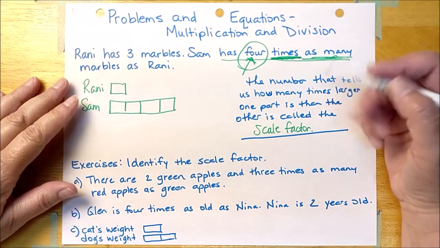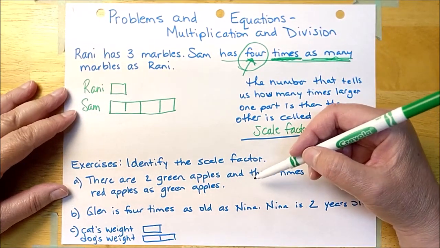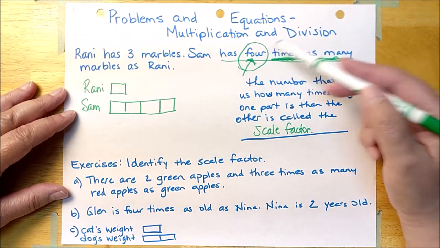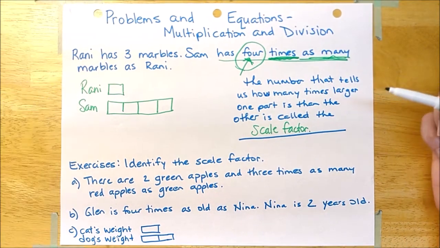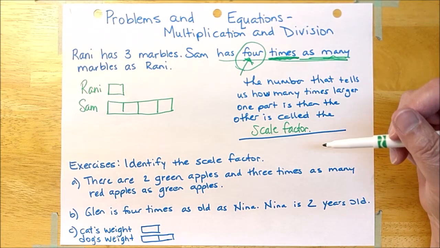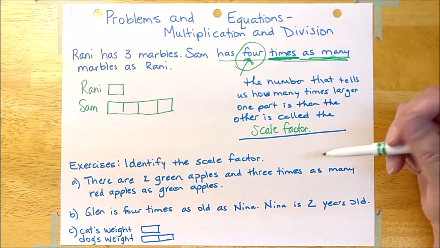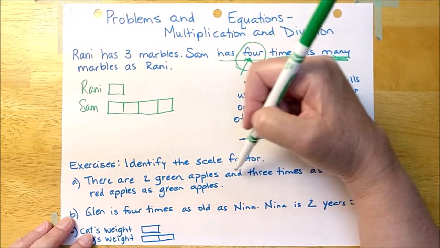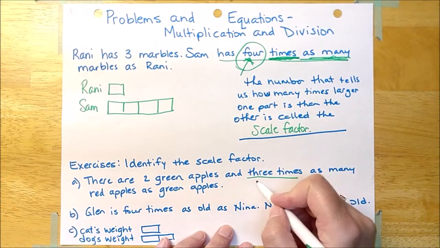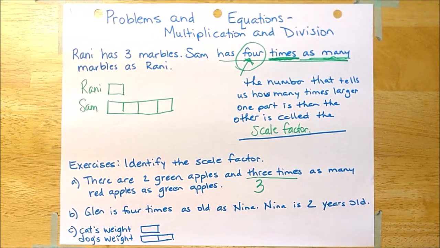So what you're going to do in these 3 questions here is identify the scale factor. What is that number that is times as many? So pause and figure that out. Okay, you're back. So there are 2 green apples and 3 times as many red apples as green. My scale factor is 3. I hope you got that.